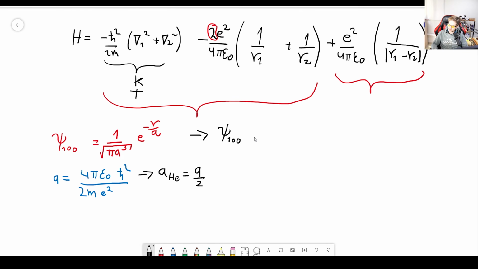the ground state is going to be 1 over square root of pi, and then we get A over 2 cubed, which is basically A cubed over 8, right? 2 cubed is 8. And then we get E to the minus 2R over A. So that is the wave function for one of these states.